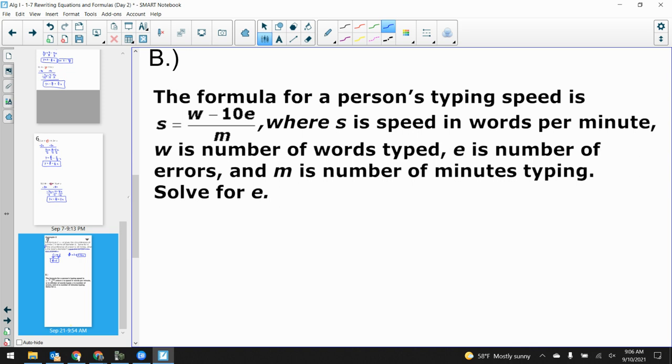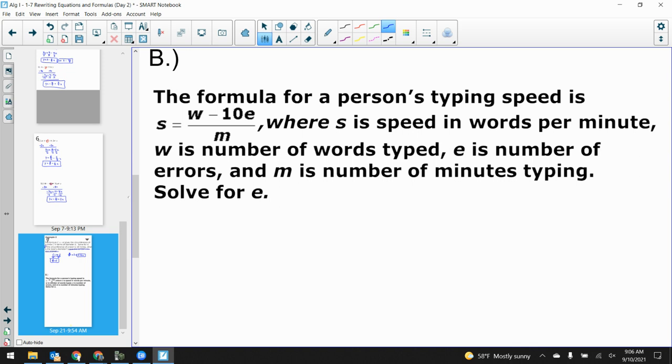This is an equation where we have the calculation for words per minute, like typing speed. Your typing speed S is equivalent to W, which is your words typed, minus 10 times your amount of errors that you have. So when you get your words per minute, you're losing words per minute. You're going down based on how many errors you have. And then we divide by the number of minutes spent typing.